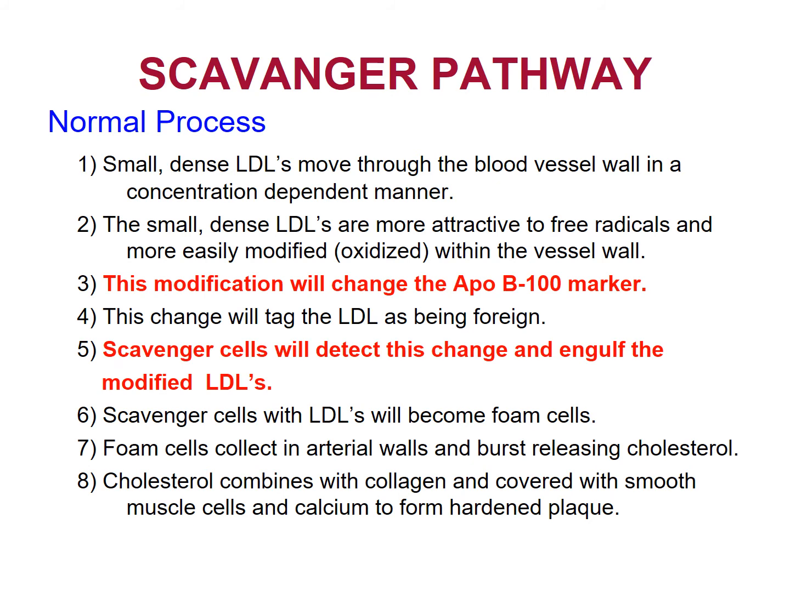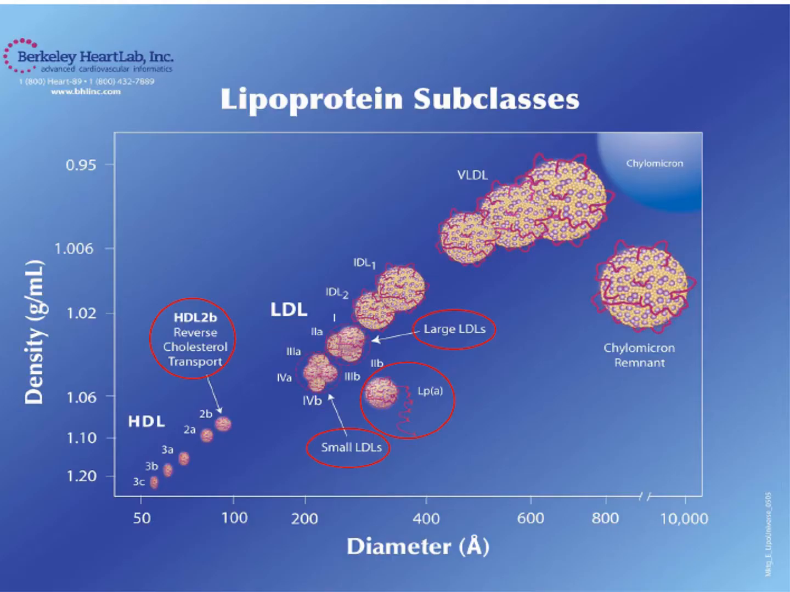So if you modify this identification marker, then the body's going to think that's a foreign particle and try to get rid of it by engulfing it. And so the scavenger cells would detect this change and engulf those modified LDLs and eventually become foam cells and plaque. So let's go in and look at how that process works.